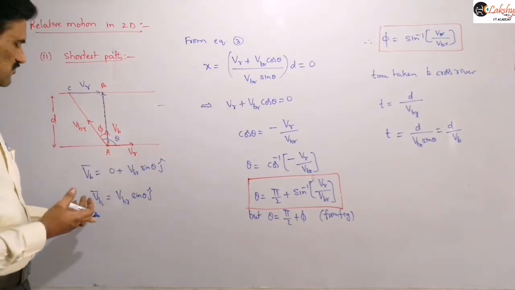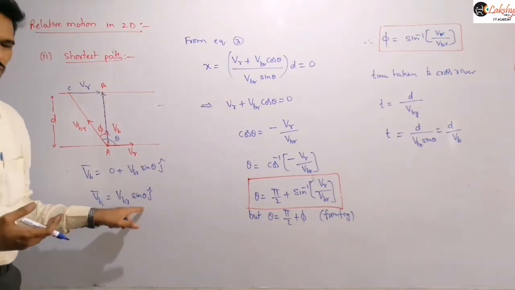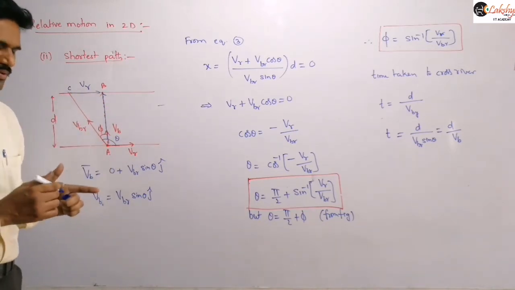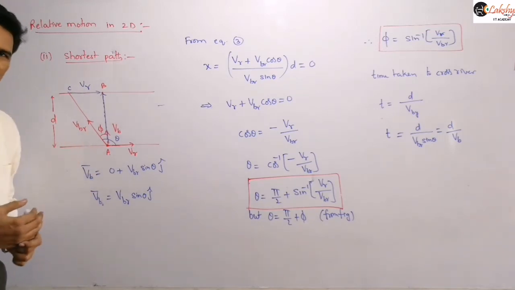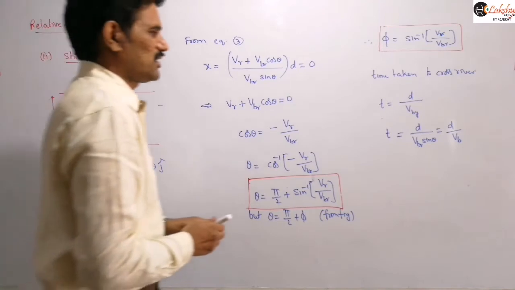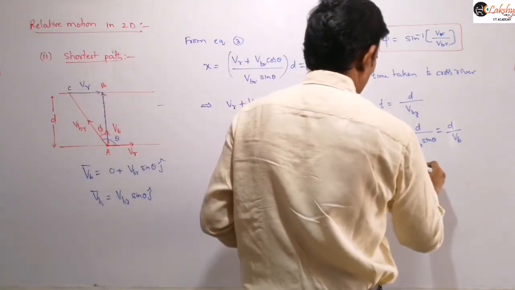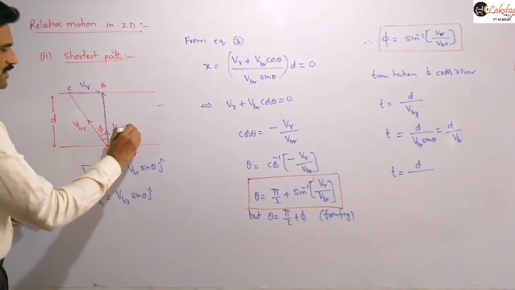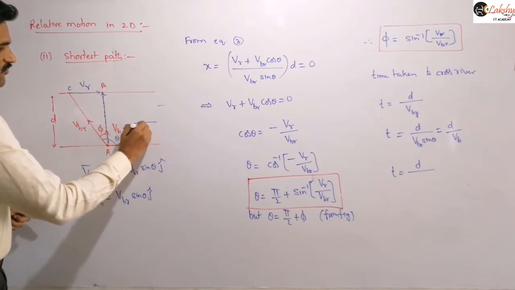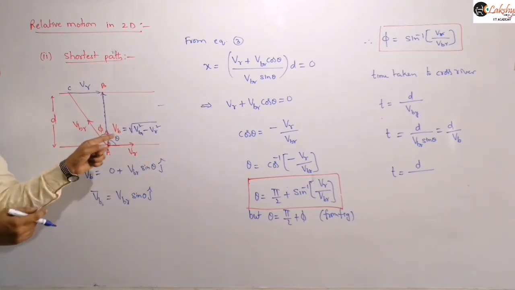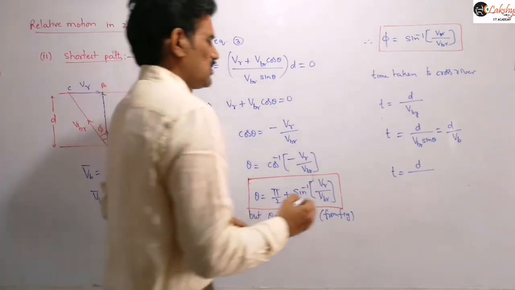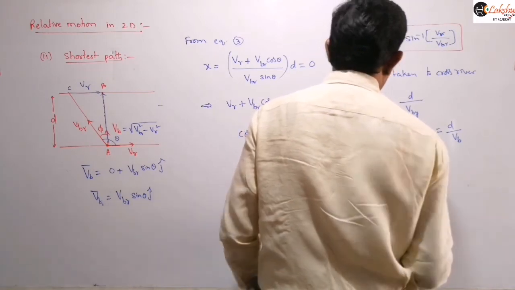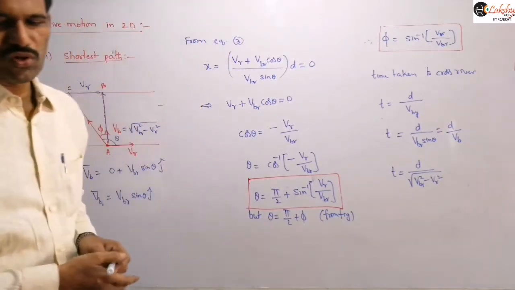So simply, the VB magnitude is equal to VBR sin theta magnitude. Now we can apply the Pythagoras theorem to find the VB value because it is a right angle triangle. Therefore VB is equal to under root of VBR square minus VR square, by just using the Pythagoras theorem. So the time taken to cross the river in this case is d by under root of VBR square minus VR square.